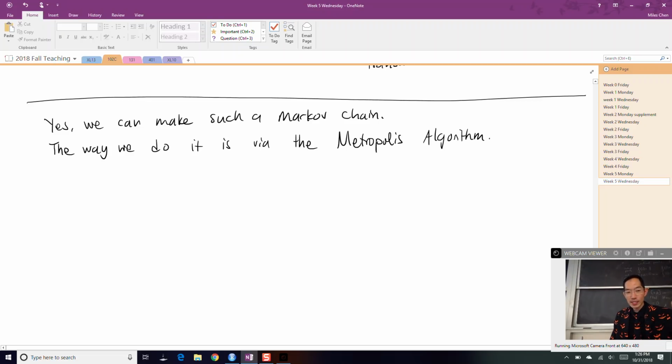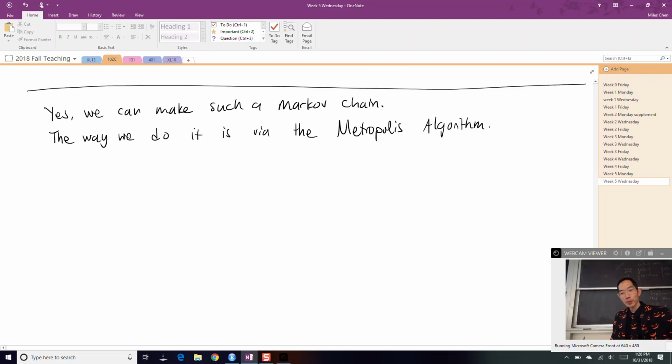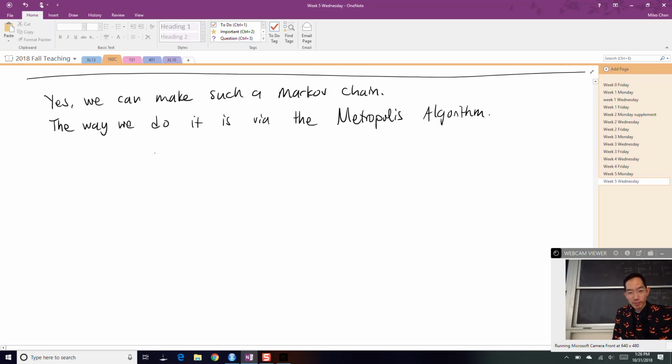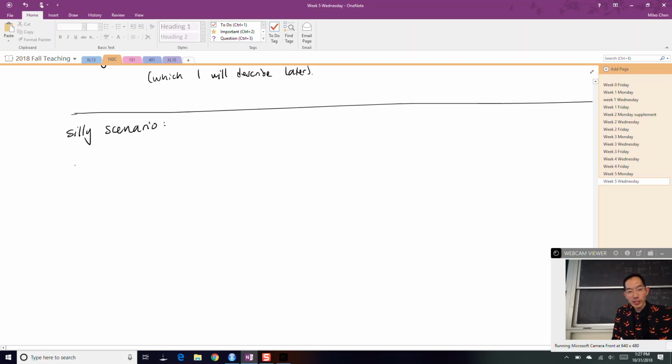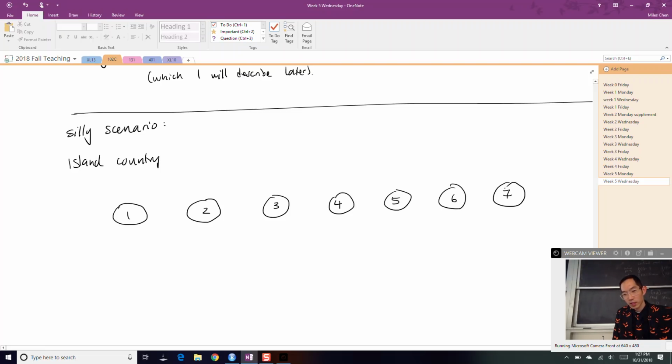Anyway, we'll do it with the Metropolis algorithm, which I will describe later. Let's do our example first. Here's our silly scenario. There's some island nation, an island country, that consists of 7 islands: 1, 2, 3, 4, 5, 6, 7 in a row.